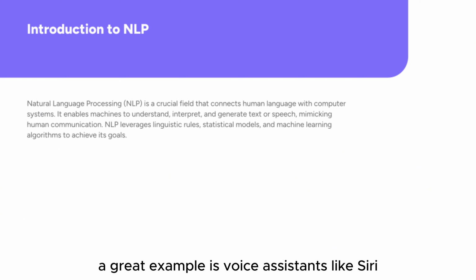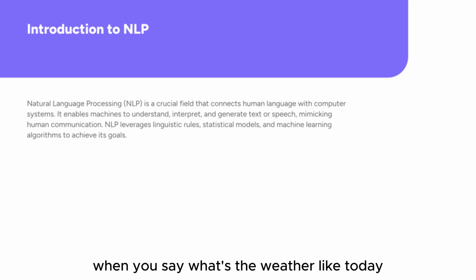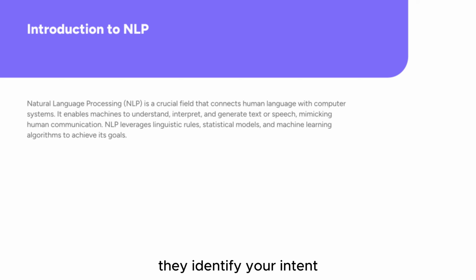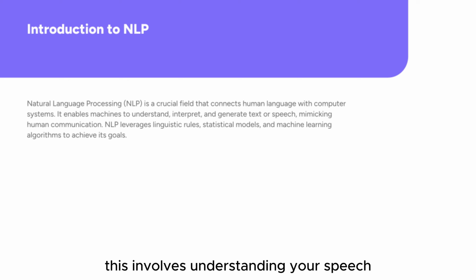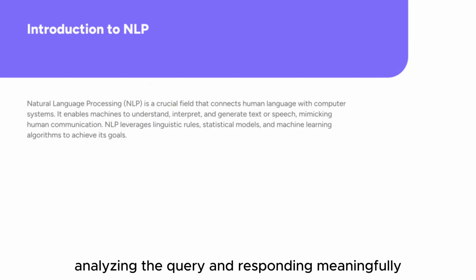A great example is voice assistants like Siri, Alexa, or Google Assistant. When you say, "What's the weather like today?" These systems don't just recognize the individual words. They identify your intent. You're asking for weather information. This involves understanding your speech, converting it into text, speech to text, analyzing the query, and responding meaningfully.